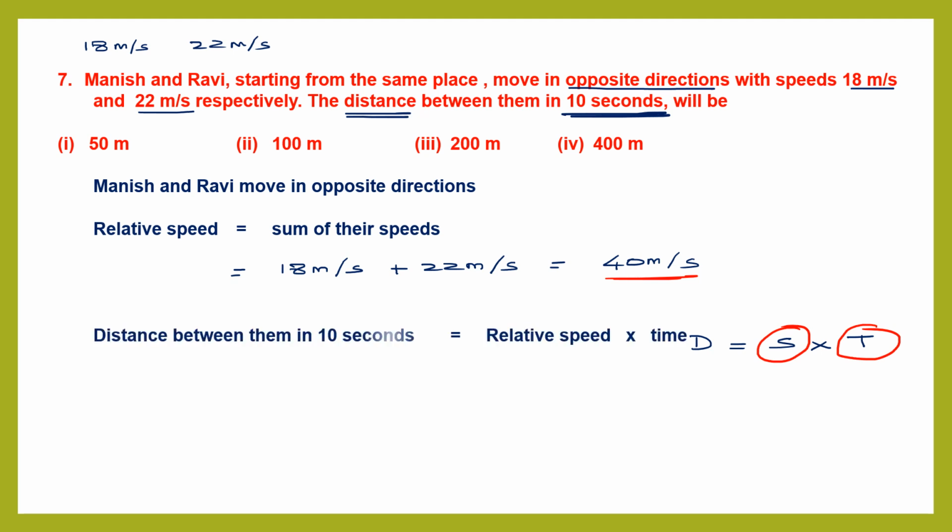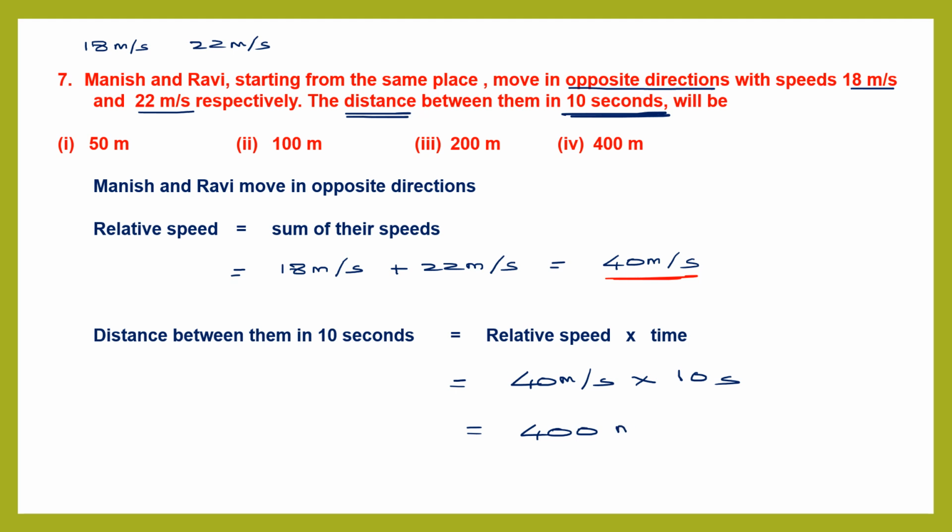So now let's find the distance. To find the distance, we say relative speed into time. And the relative speed is 40 meters per second and the time is 10 seconds. So 40 into 10 is 400, and because we're talking about distance and it is all in meters, we say 400 meters. So the distance between them in 10 seconds is 400 meters. So that is our answer, and that is option 4, 400 meters.